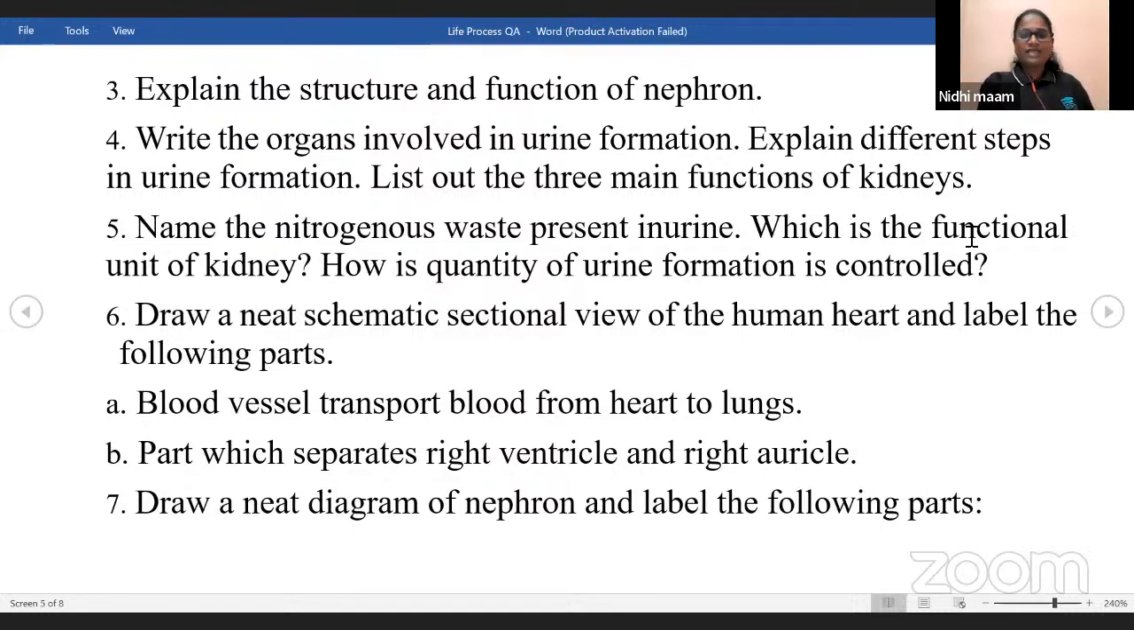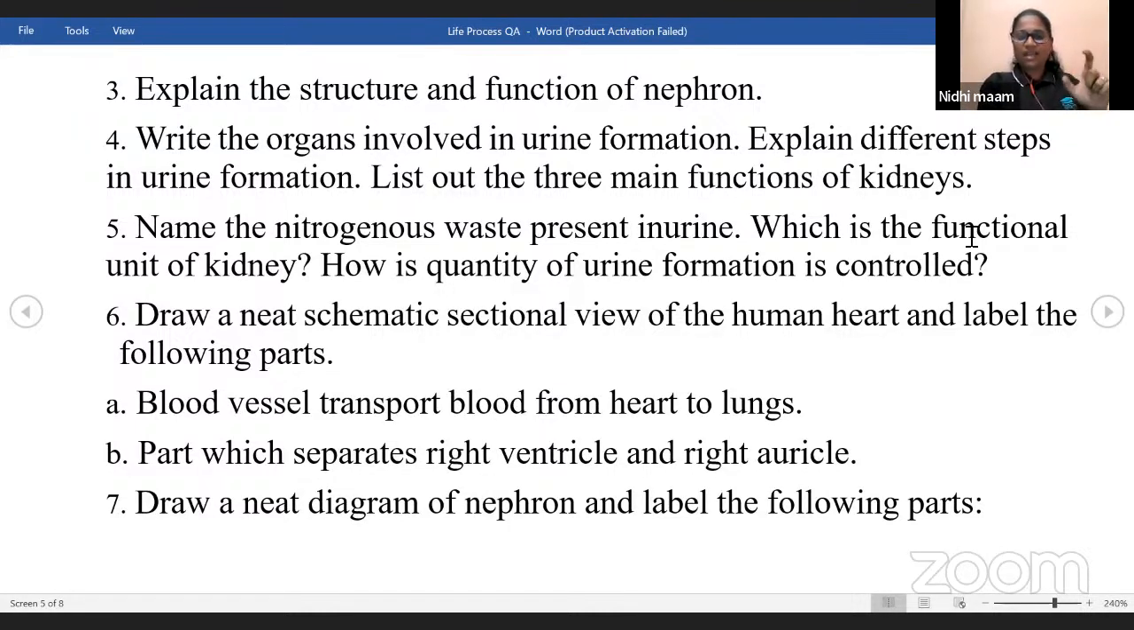Next, draw a neat schematic sectional view of human heart. Very important. Practice the human heart. Blood vessel transport blood from heart to lungs. You have to label this. The blood vessel which transports blood from the heart to the lung is nothing but pulmonary artery.